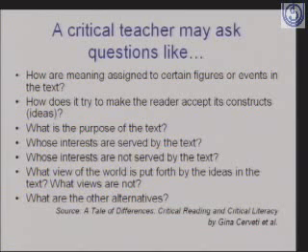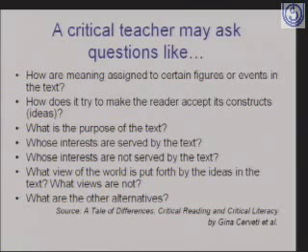How are meanings assigned to certain figures or events in the text? That means, what do these people stand for? What do they represent? Is this event a desirable one or not? Is this character a good one or not? Is the person shown in a positive light or not? The second question is, how does it try to make the reader accept its constructs, the ideas? That means the author deliberately chooses words and expressions to convince the reader that what he or she feels is right. And it does that through what is called rhetoric, which is persuasive writing, or even without rhetoric.